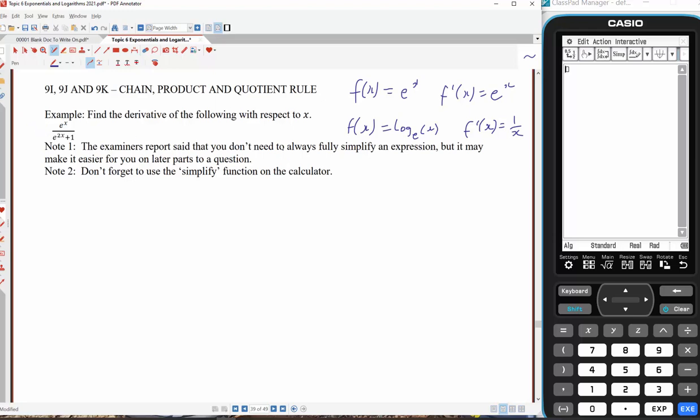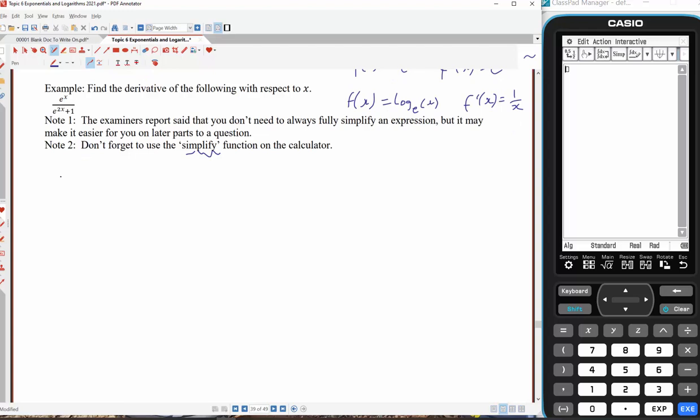Examiner's report said that you don't always need to fully simplify an expression, but it might make it easier for you on later parts. So we'll see some situations where that might be the case. And this button here, simp, on the calculator really will help you out with some things in exam 2. All right, without further ado, let's go for it.